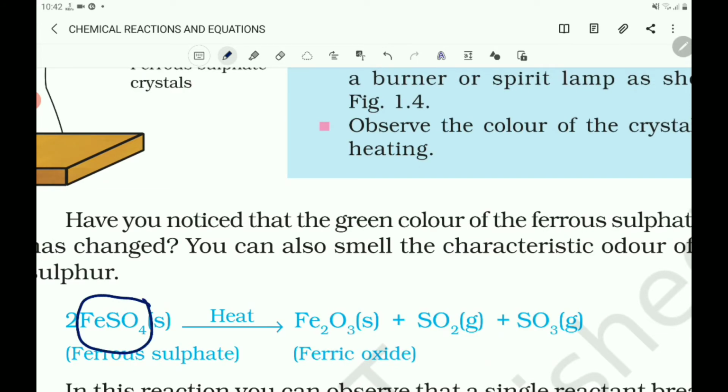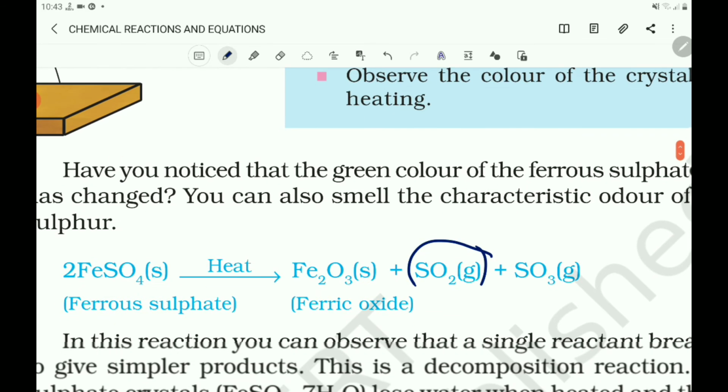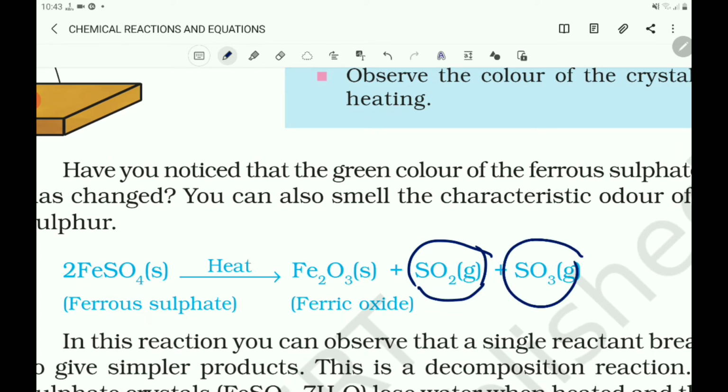Ferrous sulfate, FeSO4, is the molecular formula of the compound. Originally the color of the crystals of FeSO4 is light greenish. On heating, pungent smelling gases are liberated. They are SO2 and SO3. SO2 is sulfur dioxide and SO3 is sulfur trioxide.